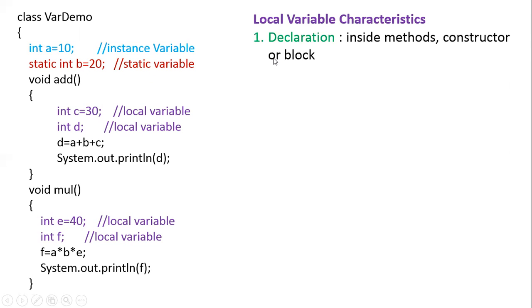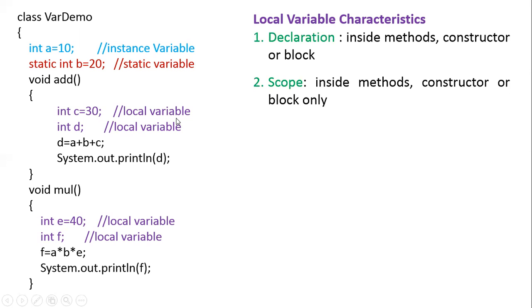So first, declaration. A local variable can be declared inside a method, constructor or block. So these local variables can be declared inside methods, constructors or blocks. Next is scope. These local variables have scope inside the method, constructor and block only. We cannot access or use these variables outside the block in which they are declared.